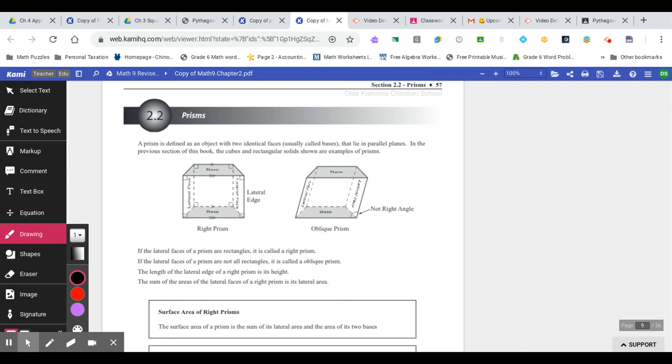We do not have to do the volume of anything in this chapter, although you shouldn't forget how to do that, but we will not be requiring you to do the volume.